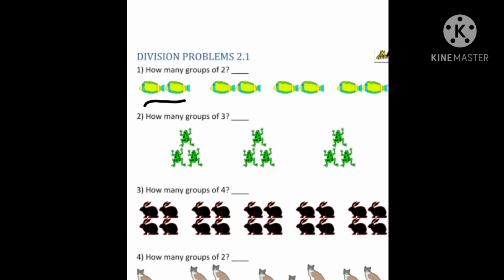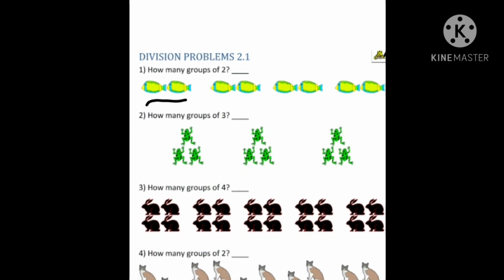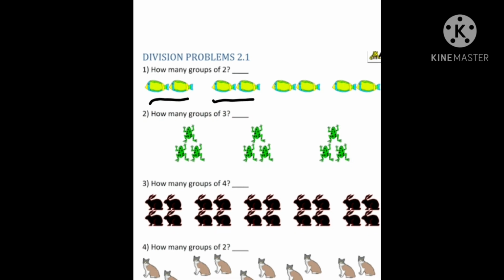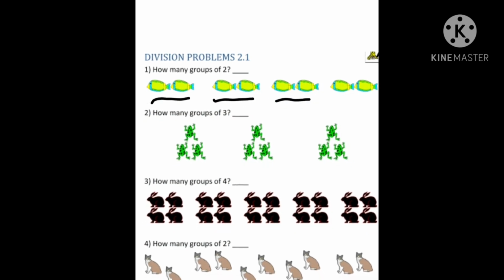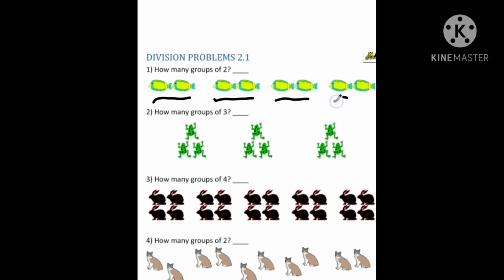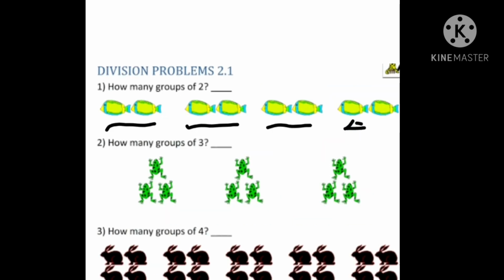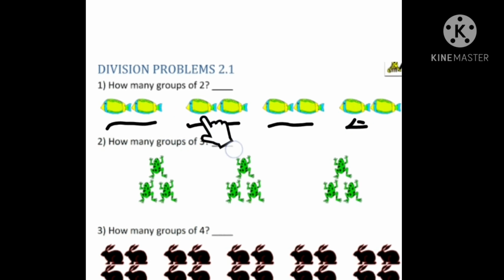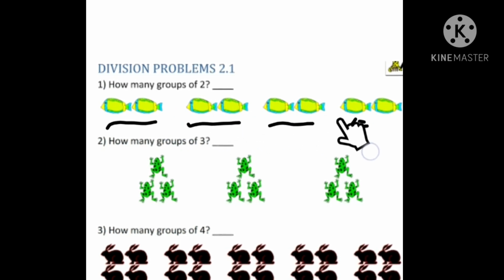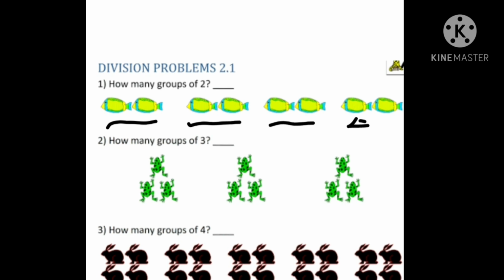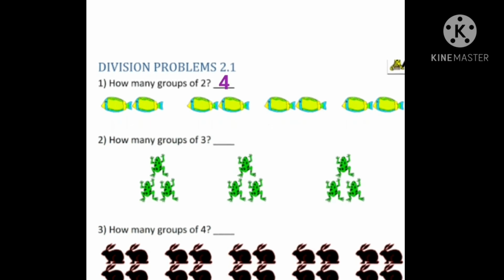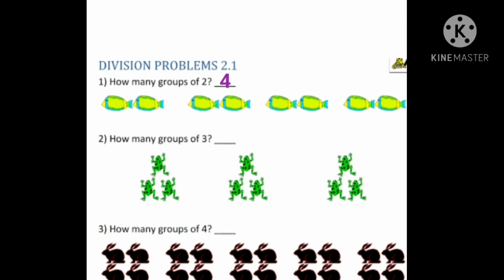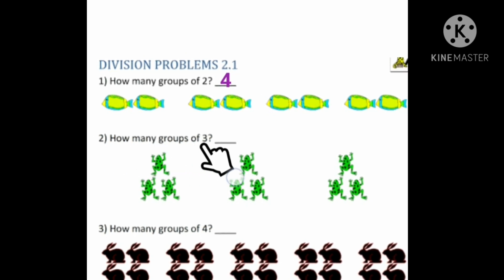So the first group contains 2 fish and the second group contains 2 fishes. And this is the third group and it's the fourth group. So here we have 1, 2, 3 and 4. 4 groups. Okay. Now the second question is how many groups of 3?